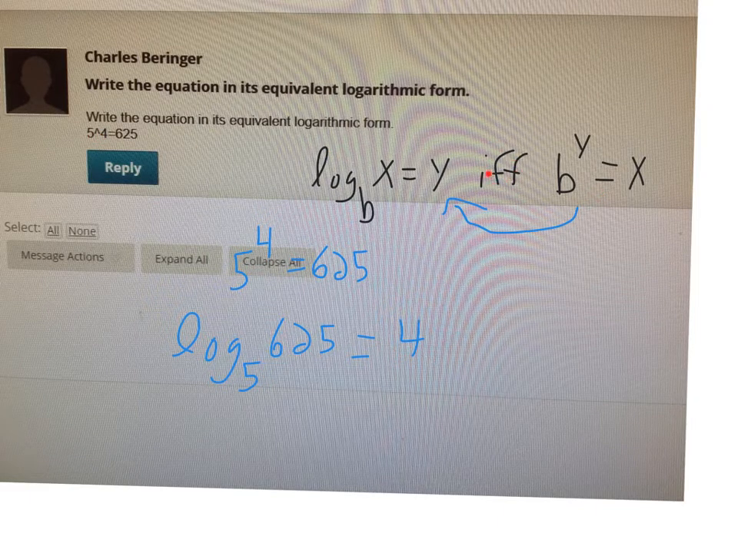I didn't spell "if", I misspelled "iff". This is an abbreviation for "if and only if", which means these two statements are equivalent. There are some restrictions here on b and x. b is the base, always positive other than 1, and I think x has to be positive.